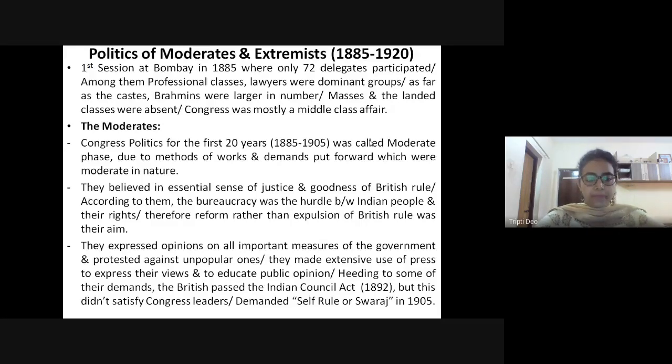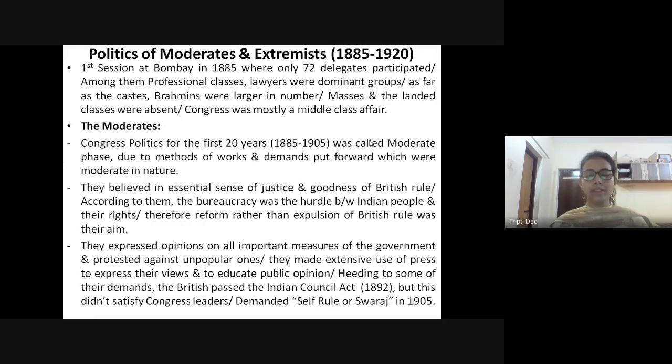Now, who were these moderates? Congress politics for the first 20 years, from 1885 to 1905, was called the moderate phase, due to the methods of work and demands put forward, which were moderate in nature. Moderates were not very aggressive with their program. Moderate means they were not too harsh, not too light, not too strict, not too lenient. Their methods of work made them be called moderates. They believed in the essential sense of justice and goodness of British rule. According to them, the bureaucracy was the hurdle between Indian people and their rights. Therefore, reform rather than expulsion of British rule was their aim.